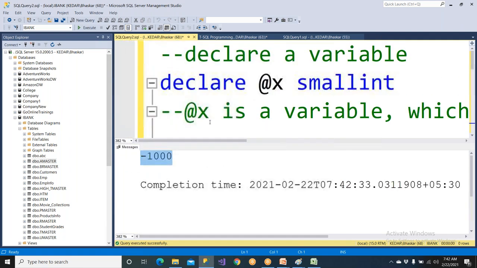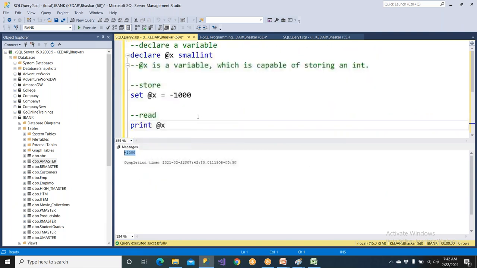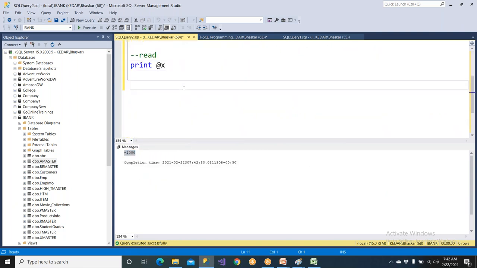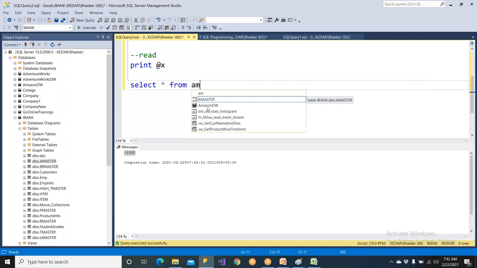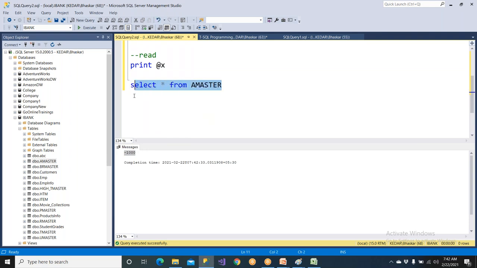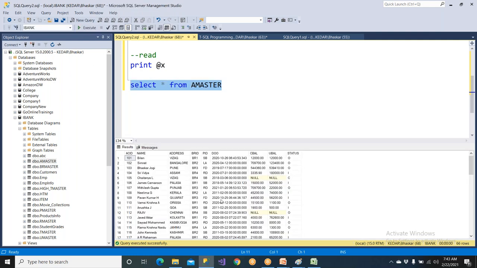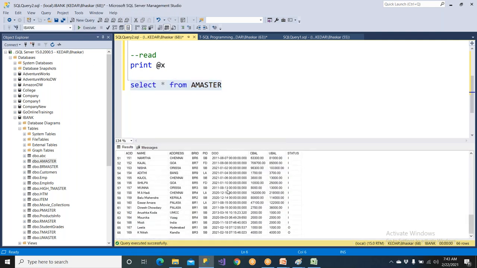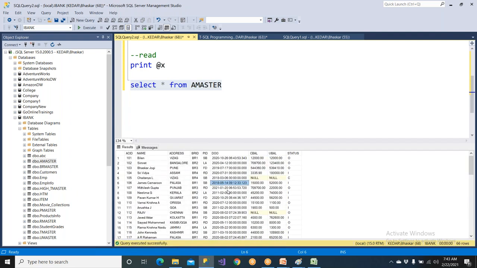This is programmatically. You're printing the data from where? From the RAM. Clear? But when I say select star from account master, where is the data? It is available in the disk, and it is going to go from disk to the RAM. So always data has to come to RAM, then only the display can happen. So all the data you're reading from the disk.